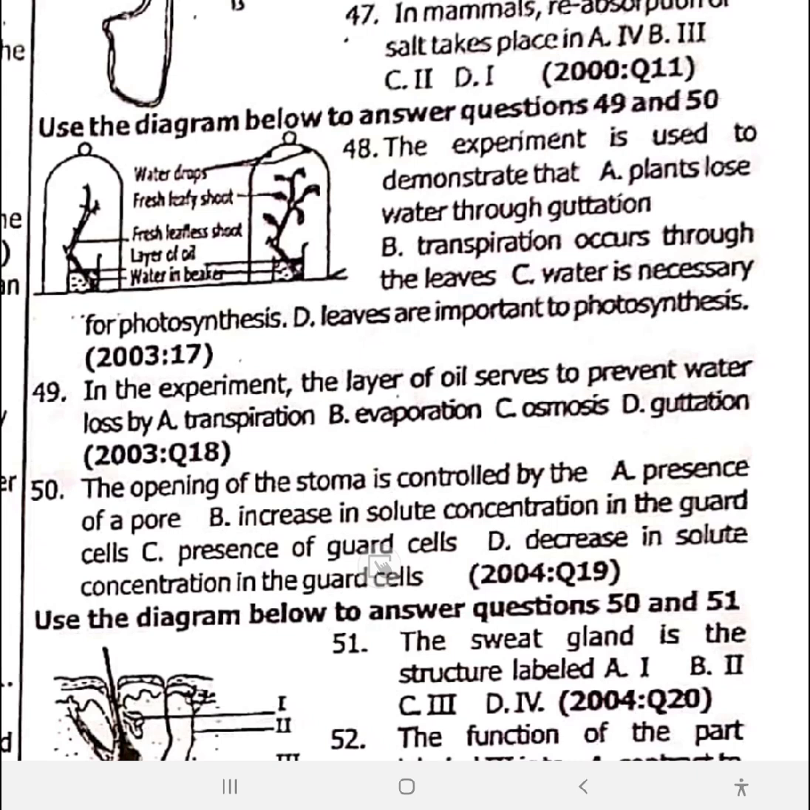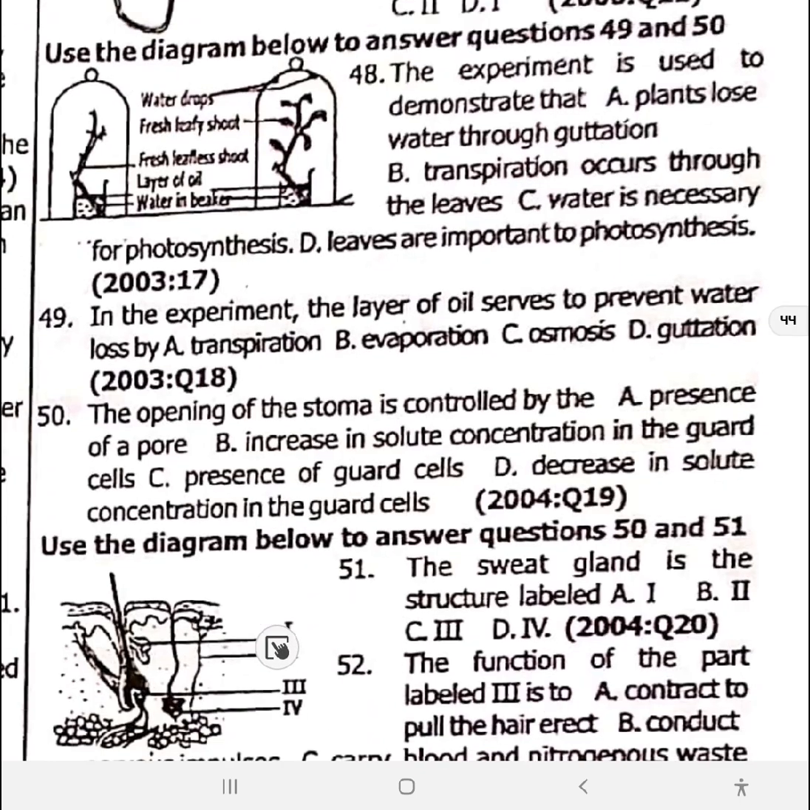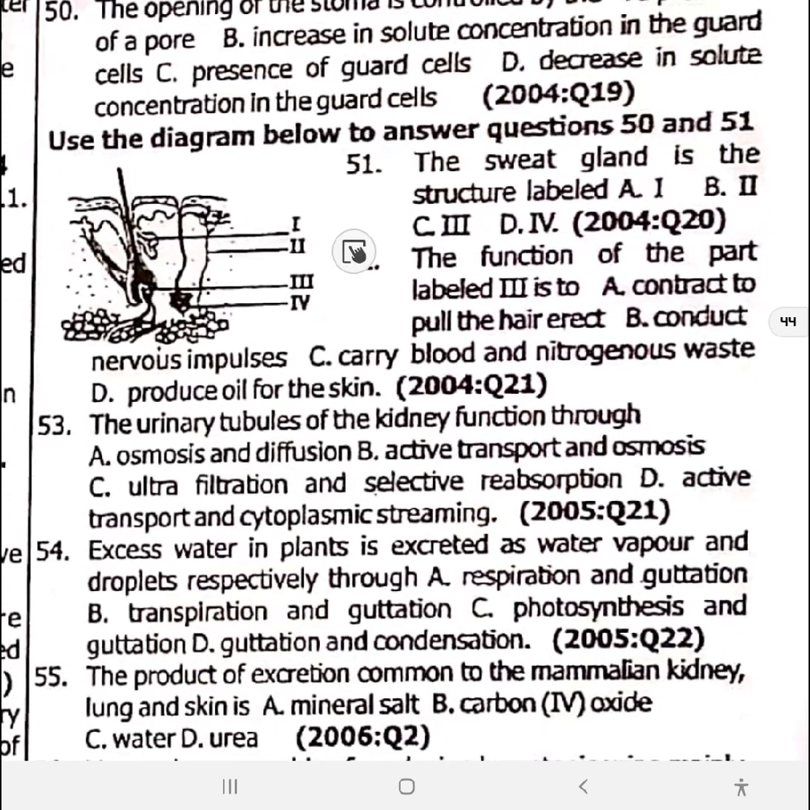Guard cells cause the stomata to open when they are turgid, and when they are flaccid, the stomata closes. 51. The sweat gland is the structure labeled here. 51 is option D. You see, it's IV. This one might be the sweat gland.